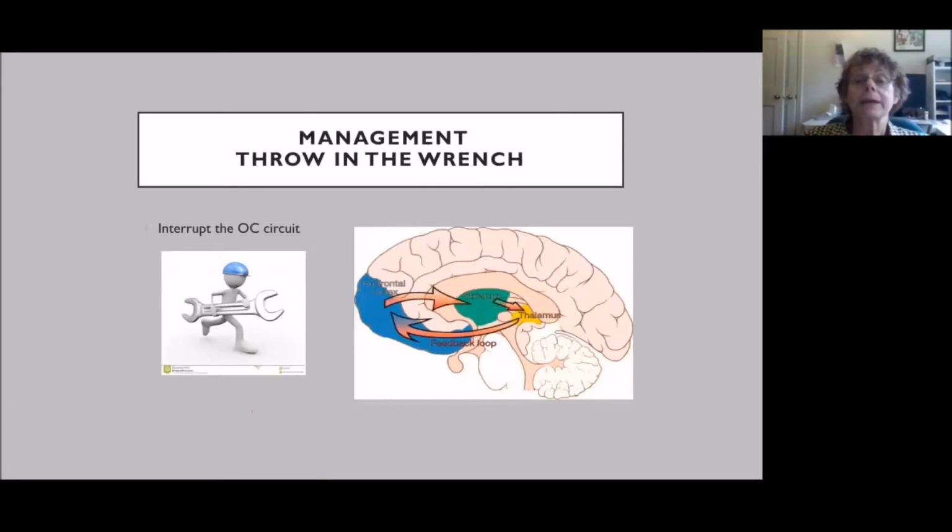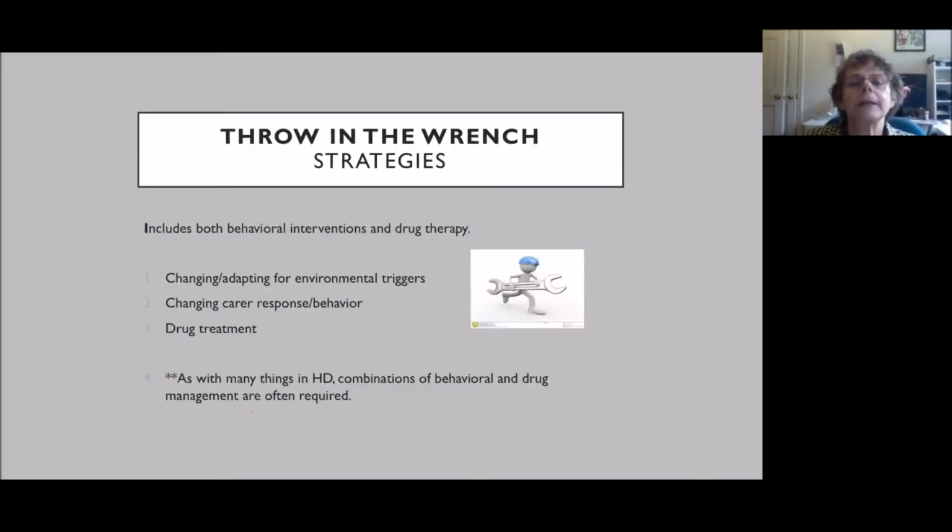How do you manage this behavior? Well, you try to interrupt that feedback circuit, and I call it throwing in the wrench. There are various strategies for throwing in the wrench that include both behavioral interventions and drug therapy, and we'll go into this in more depth later in the talk.